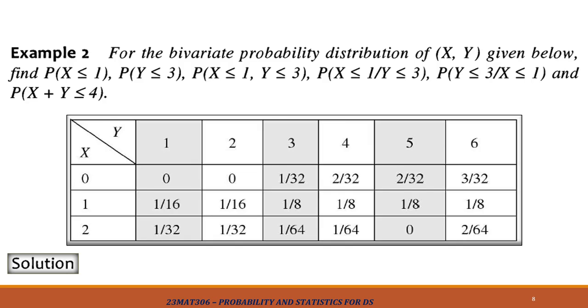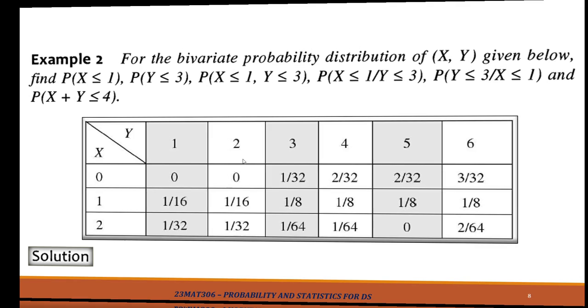Next, in example 2, the bivariate probability distribution of x and y is given below. We have to find the probability of x less than or equal to 1, y less than or equal to 3, etc., which is given here. And the joint probability distribution table is also given here. So our x values are 0, 1, 2, and y values vary from 1 to 6. Okay, now we will move into the solution.